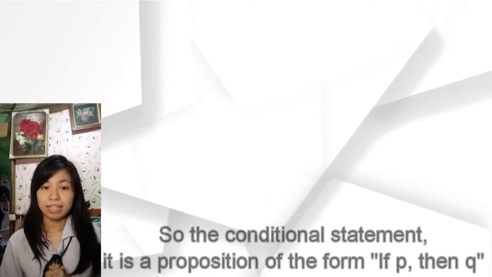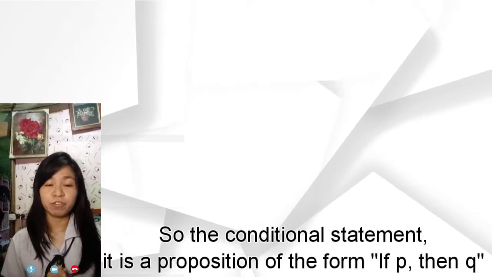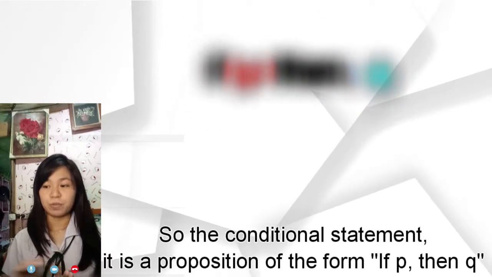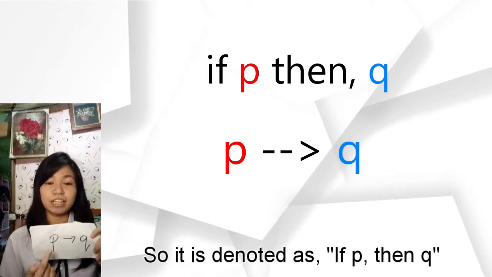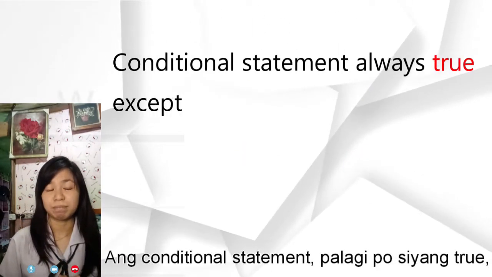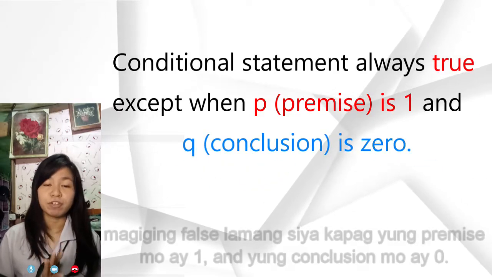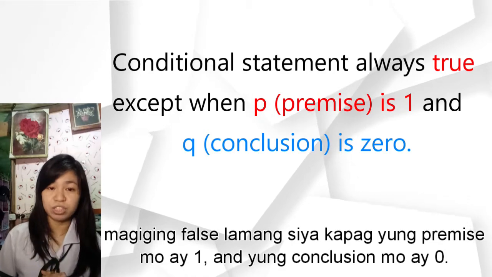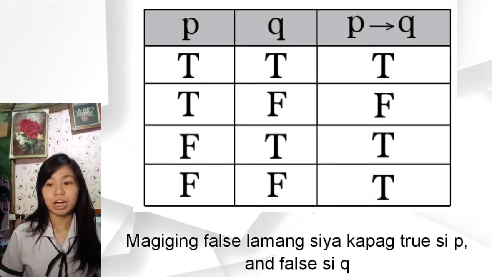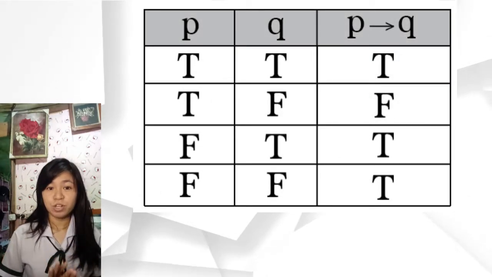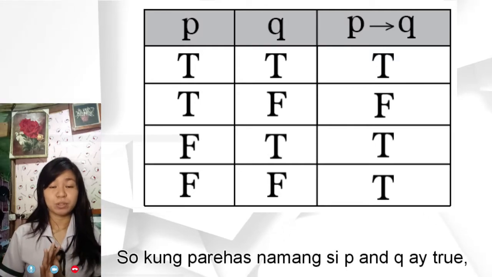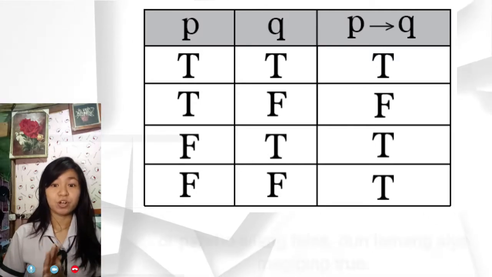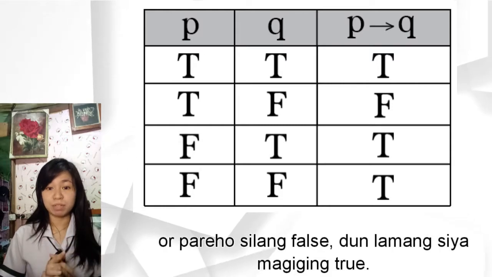So, the conditional statement, it is a proposition of the form if P, then Q. So, it is denoted as if P, then Q. Ang conditional statement, palagi po siyang true. Magiging false lamang siya kapag yung premise mo ay 1 and yung conclusion mo ay 0. Magiging false lamang siya kapag true si P and false si Q. So, pag parehas namang si P and Q ay true or pareho silang false, dun lamang siya magiging true.